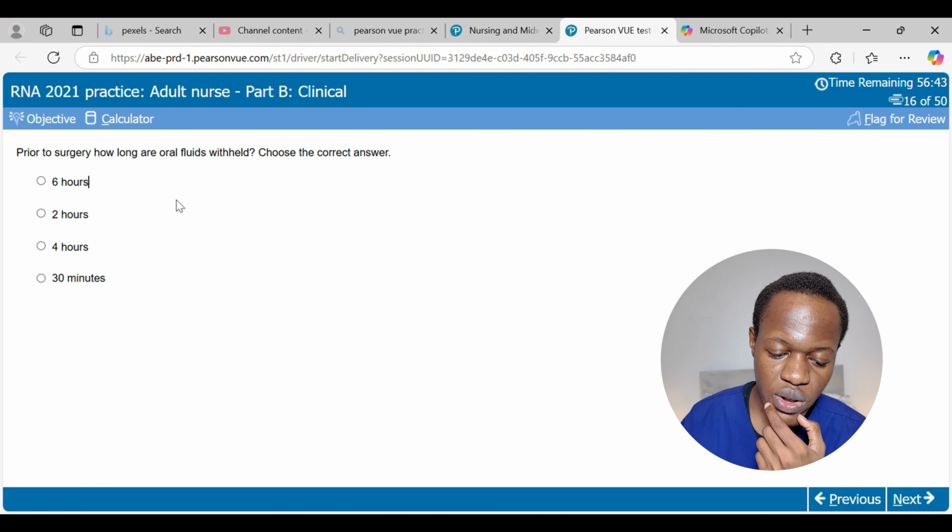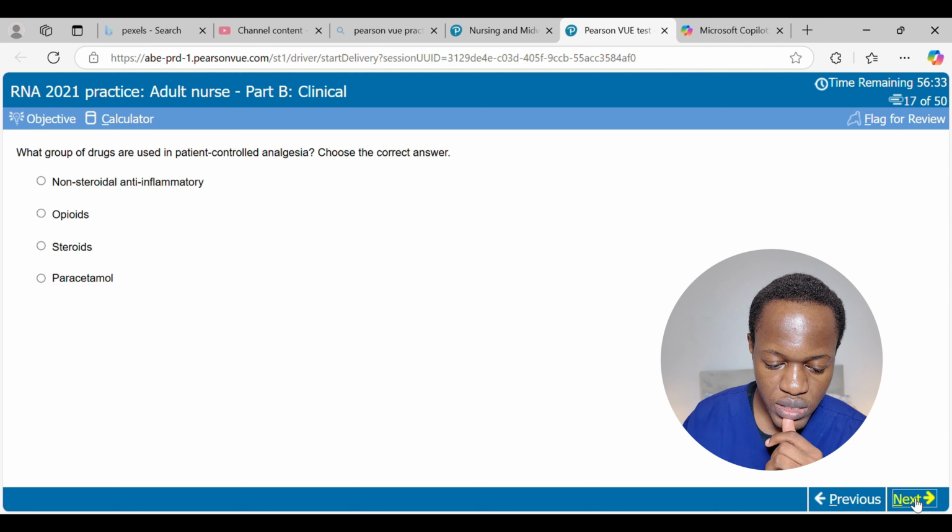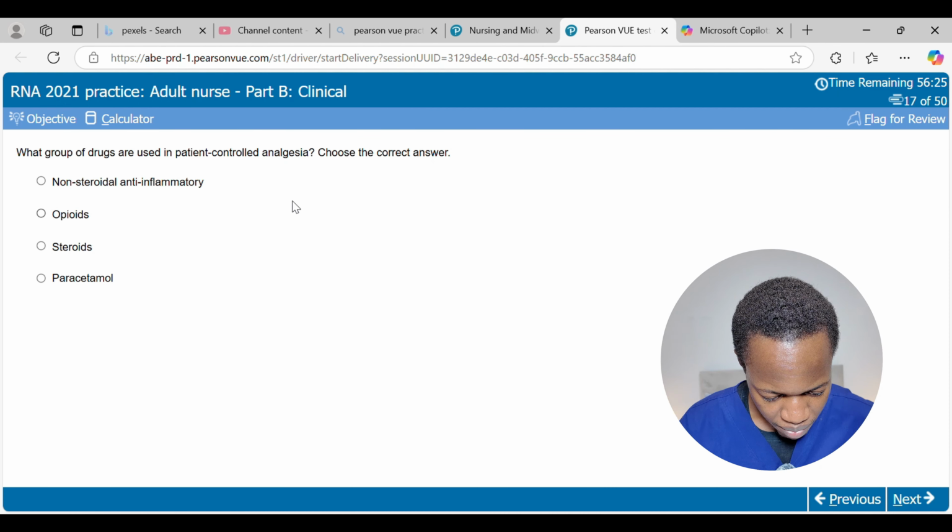Prior to surgery, how long are oral fluids withheld? Please choose the correct answer. 2 hours. Next question says, what group of drugs are used in patient-controlled analgesia? Opioids, of course.